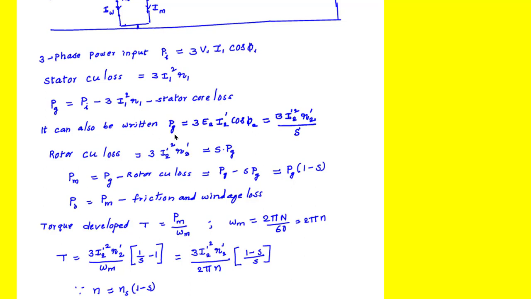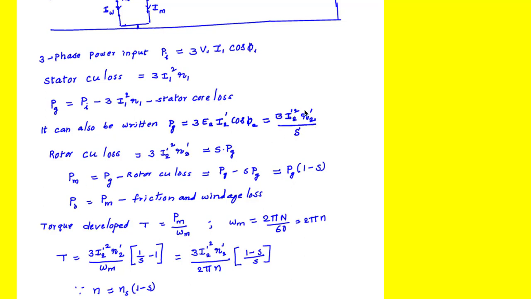Now it can also be written like this. PG is equal to 3 E2 I2 dash into cos phi 2. Further, we can write this as 3 I2 dash square R2 dash divided by S. So this is another way of expressing the air gap power. If you know this, then we can get another relation like this.